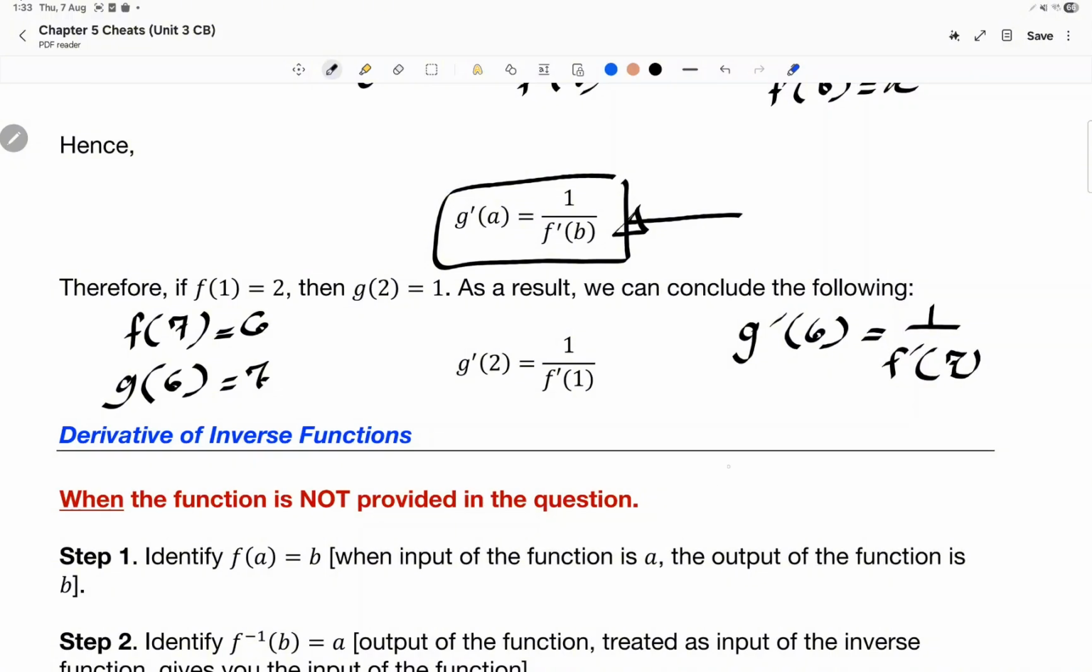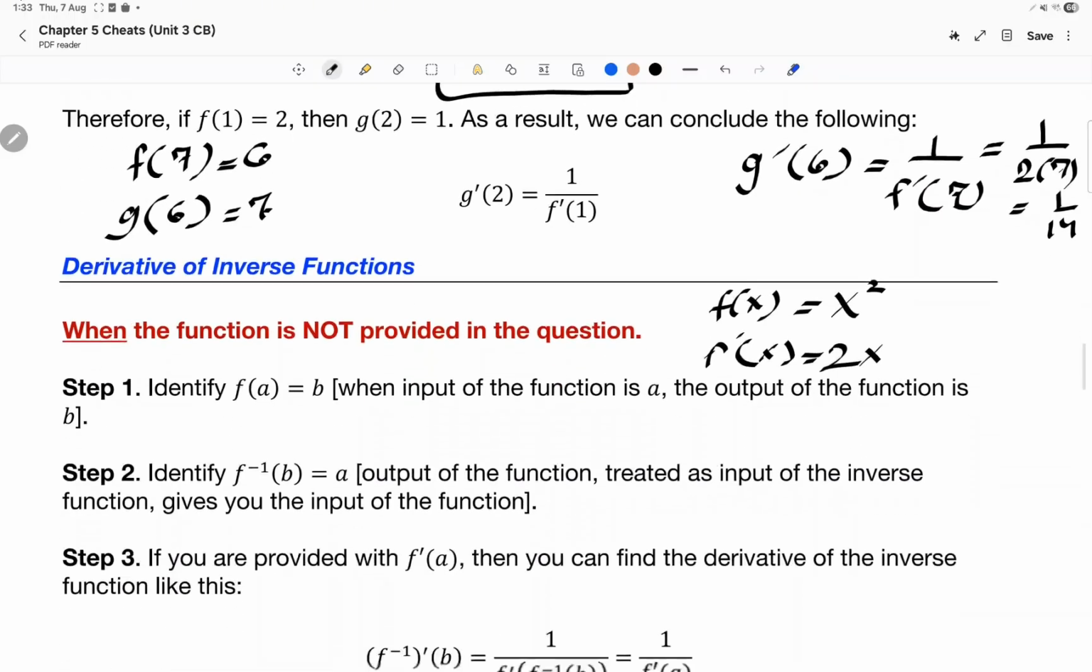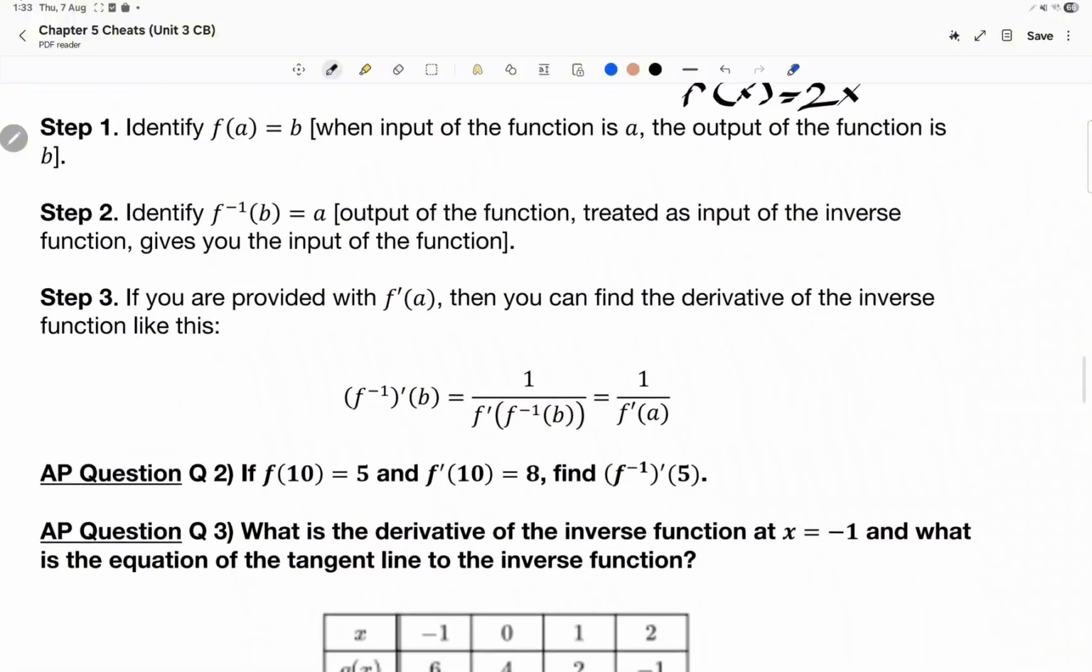For example, imagine that f of x was x squared. What's the f prime of that? Smart. So 1 over 2 times 7. 1 over 14. How easy is that? Piece of cake. Piece of cake.